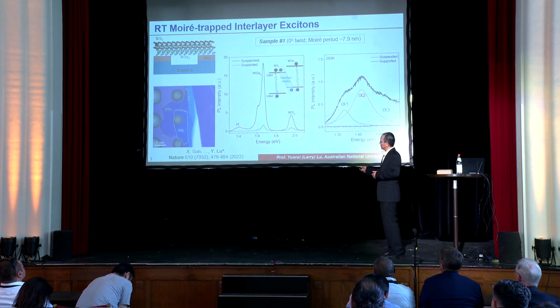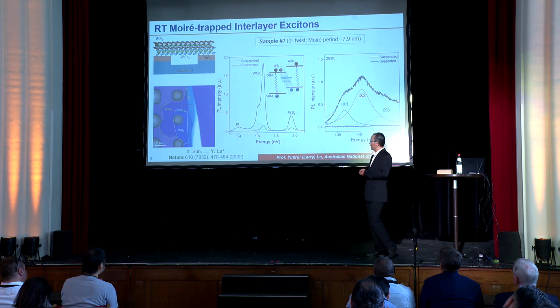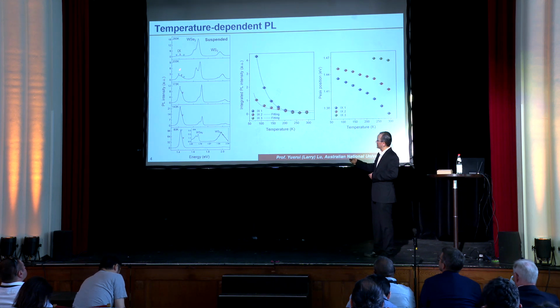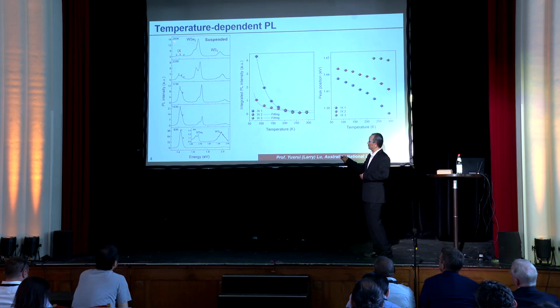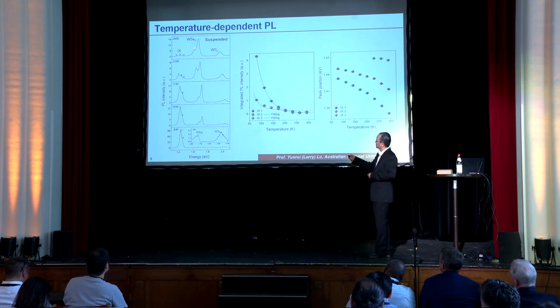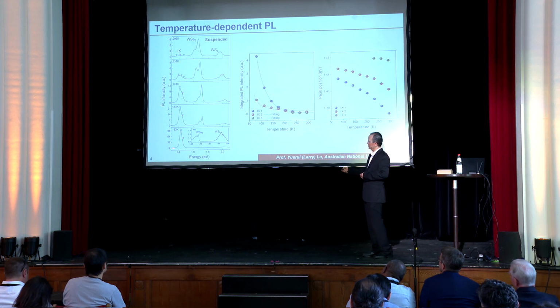If we look at this peak in detail, this broad peak can be fitted by three peaks: IX1, IX2, and IX3. In order to figure out the origin of those three peaks, we ran a temperature-dependent photoluminescence measurement. When we cool down the sample from room temperature all the way down to 83 Kelvin, we can see that the interlayer exciton peak increased dramatically. On the other hand, the intralayer exciton peak intensity will drop dramatically. That's why at low temperature, the interlayer exciton peak became dominant in the PL spectrum.